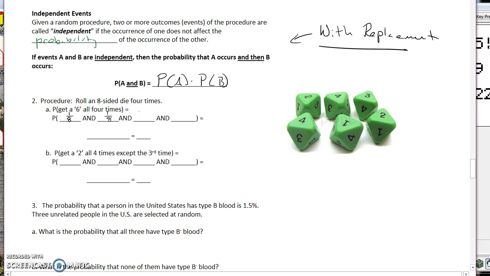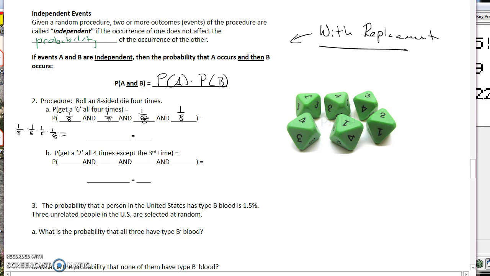Times the second one is 1 out of 8, times the third one is 1 out of 8, times the fourth one is 1 out of 8. Sorry, that should be an 8. Okay, so what are we going to do with these? The word and means multiply, right? So this ends up being 1/8 times 1/8 times 1/8 times 1/8.